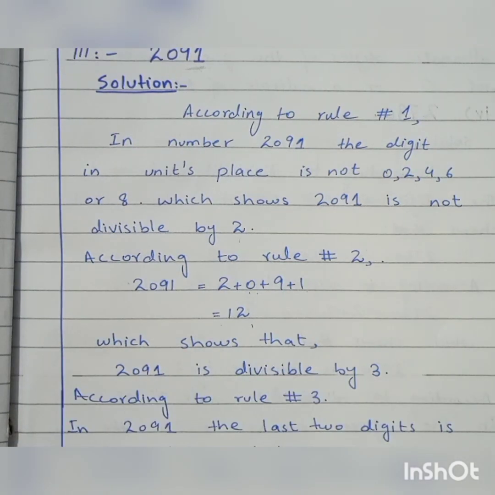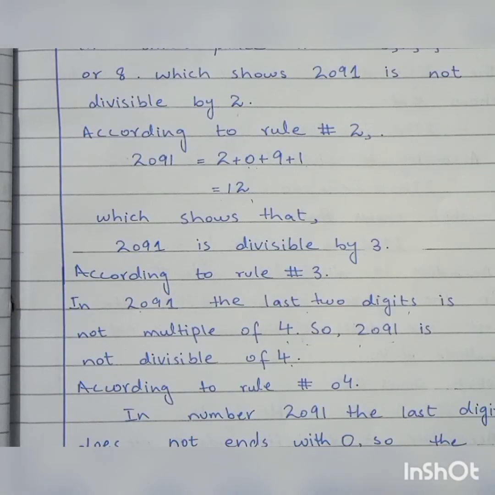According to the rule number 3, in 2091 the last two digits are not a multiple of 4. So 2091 is not divisible by 4. You can easily see that 91 is not a multiple of 4, so 2091 is not divisible by 4. According to the rule number 4, in number 2091 the last digit does not end with 0 or 5. You can easily see that the last digit is 1, so the given number is not divisible by 5.